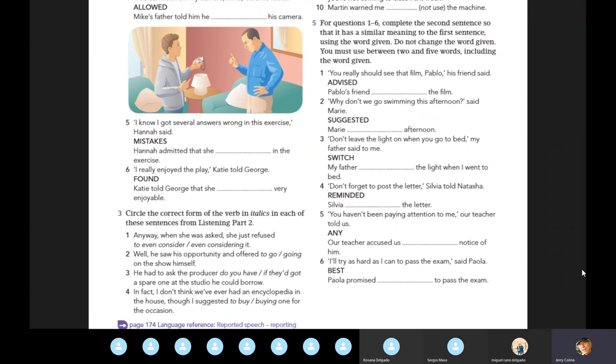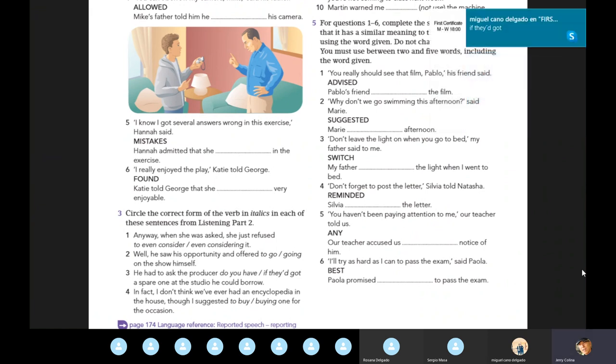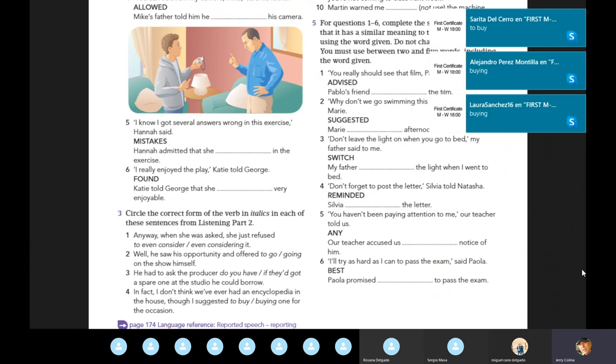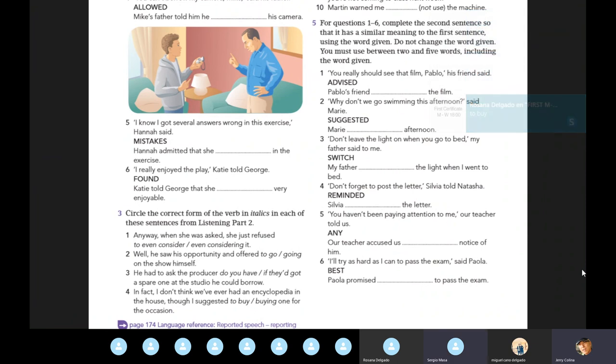Three, he had to ask the producer, do you have, or if they've got a spare one at the studio he could borrow. What is the answer here? Do you have, or if they'd got? Yes, excellent. That's the answer. If they'd got. Four. In fact, I don't think we've ever had an encyclopedia in the house, though I suggested to buy one, or I suggested buying one for the occasion. To buy, buying, we have all the options. Buying, with ing, is the correct option. No, Rosie, it's buying. So suggest plus ing.